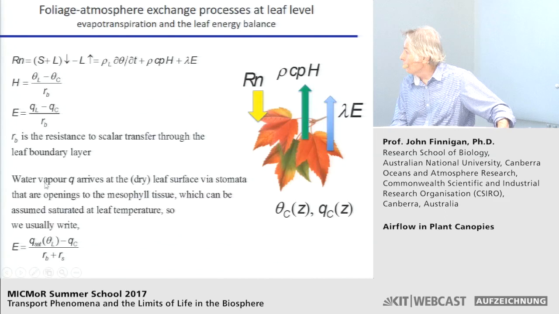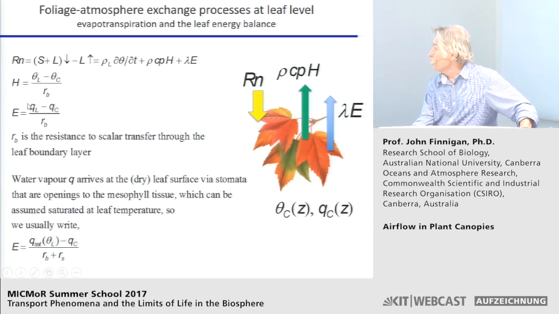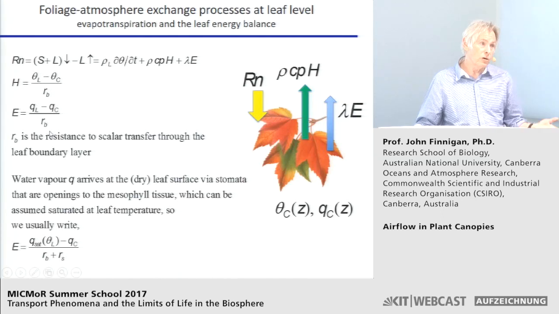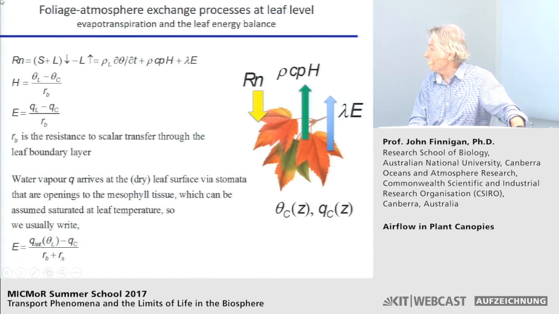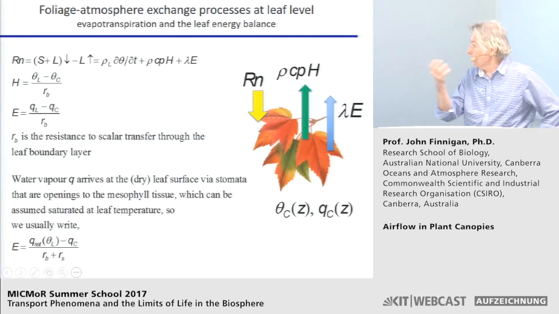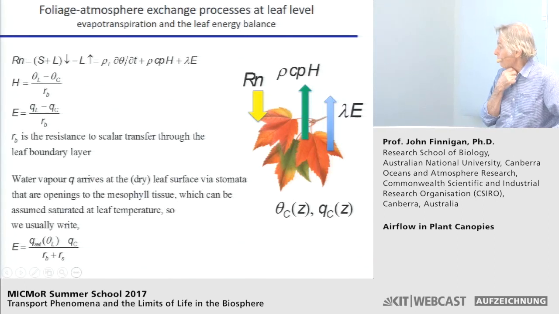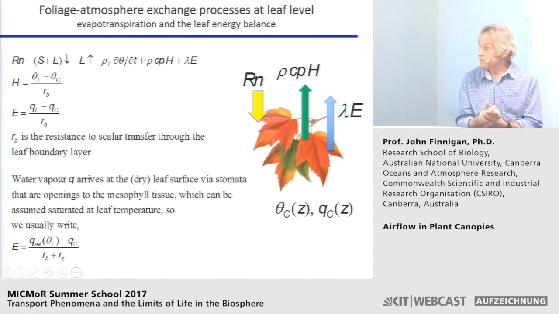Now, the same thing occurs for the water vapor loss from the leaf, the evaporation. The leaf surface value minus the average canopy value divided by a boundary layer resistance. These two are slightly different because the conductivity of water vapor and heat in air is a little bit different, but they're often made the same just for convenience. And also, as we learned from the two talks earlier today, the water vapor arrives at the dry leaf surface through the stomata.